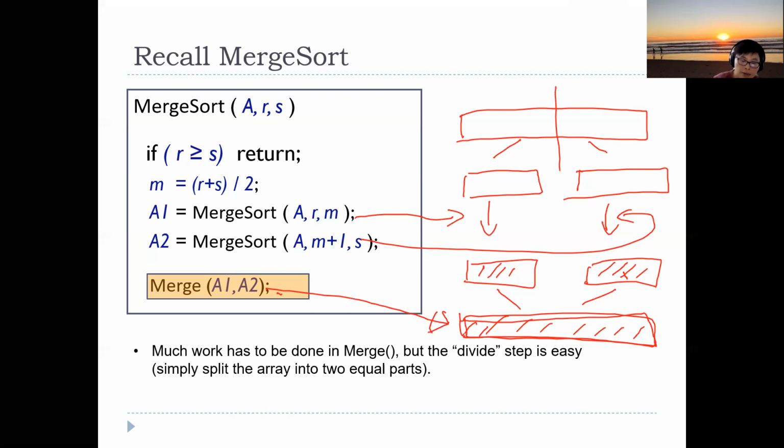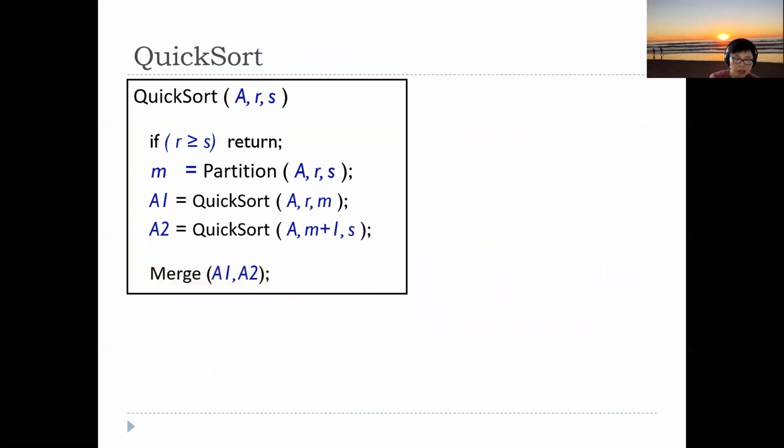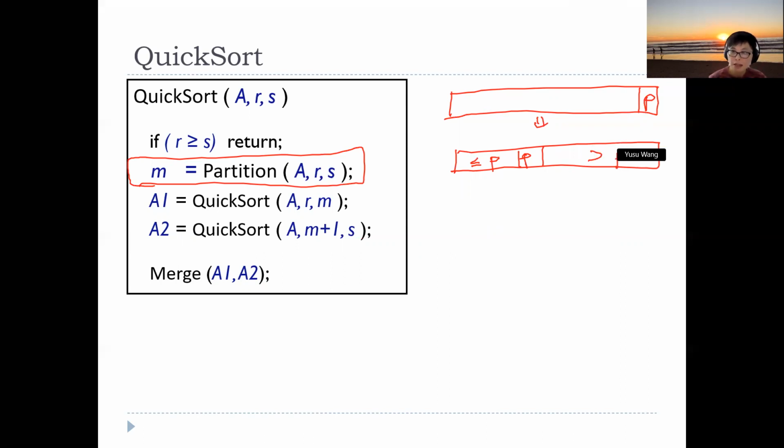Okay, so this divide is simple, but we have to do some work here. What if we divide them more intelligently? In fact, how about we use the partition idea we just talked about to split them? In particular, here's QuickSort. Instead of splitting in the middle, I'm going to run partition. I'm going to use a pivot to split the array into those smaller than pivot and bigger than pivot. So that's the first step. I'm going to run partition.